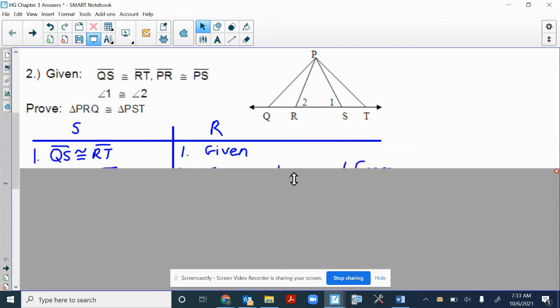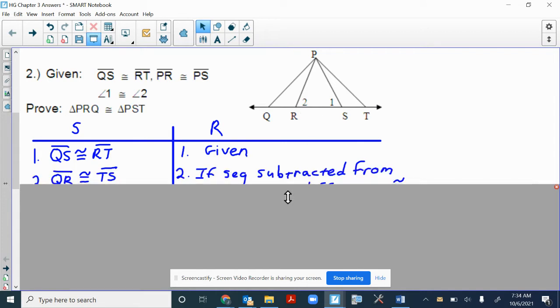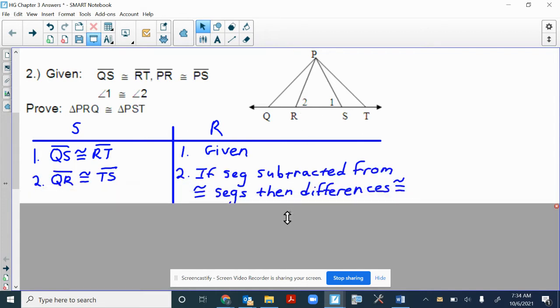So we're going to start off with QS is congruent to RT, which you can see is the overlapping. So QS and RT overlap, which is the big thing that we can say now those outside segments, QR and ST, are congruent, because of segment subtraction, right? If segments are subtracted from congruent segments, then their differences are congruent. So if you subtract RS from both QS and RT, you get QR is congruent to TS.